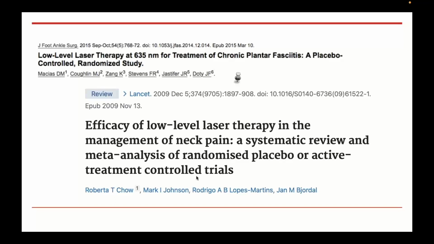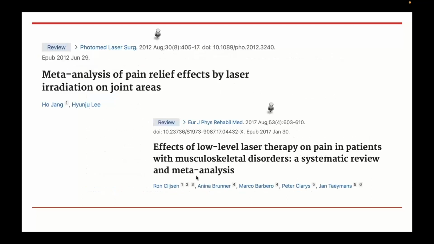This paper, for example, was published in The Lancet. It's a meta-analysis from 2009 describing the effect of laser therapy in people with chronic neck pain. In the meta-analysis from 2012, shown there, they were studying painful joints treated with laser therapy, and the mean weighted difference in change of pain on a visual analogue scale was almost 14 millimeters. This other one from 2017 included 18 studies and concluded that low-level laser therapy is an effective treatment modality to reduce pain in adult patients with musculoskeletal disorders.